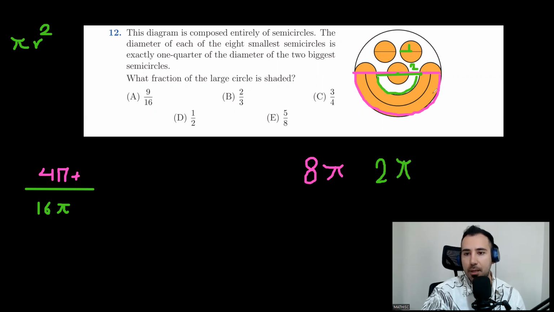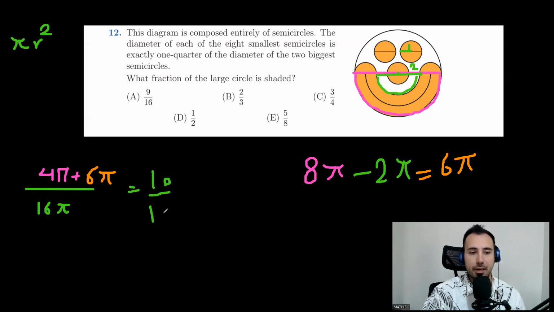So now 8 pi minus 2 pi will become this orange part. I'm going to use orange. It will be 6 pi. Good. So I'm going to add the 6 pi. This is the shaded part. The orange part was here, 4 pi. And we're going to only simplify this. So it will be 10 pi over 16 pi. So pi's will also be simplified. Dividing both of them by 2 will be 5 over 8. So the answer will be E.